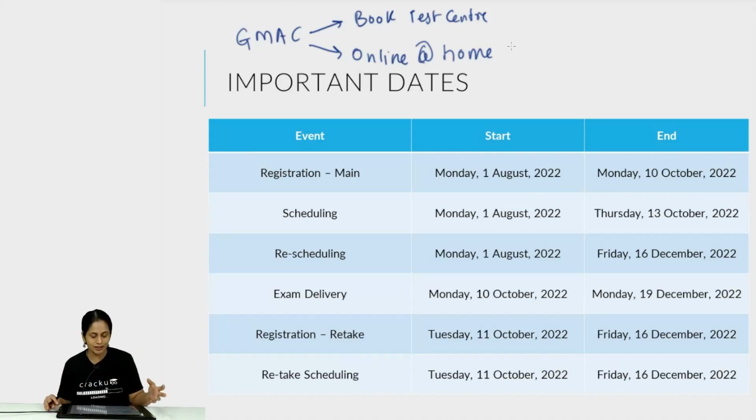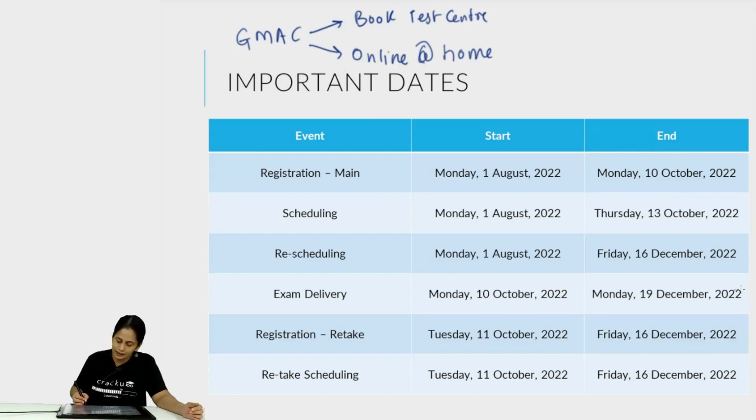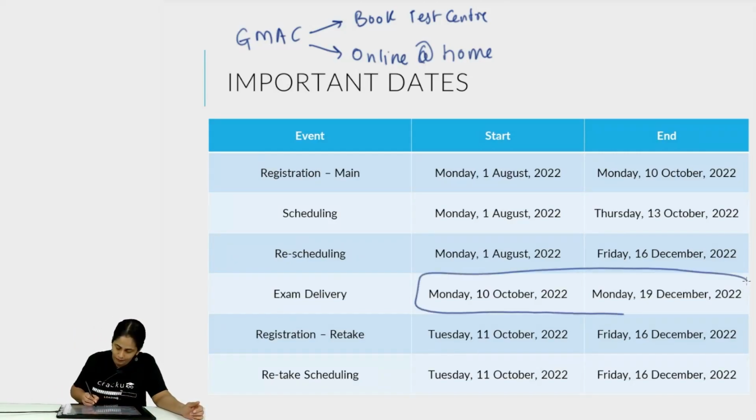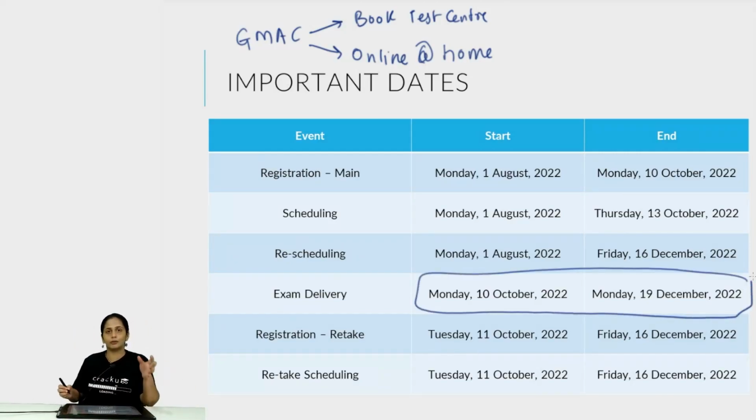Now the registration starts from 1st August, and you can start scheduling the exam from 1st August itself. The exam can be taken from 10th October to 19 December. So this is basically when the exam will take place. You can schedule or book an appointment for this window from 10th October to 19 December, but the registration and scheduling has already started, so you can start by registering and scheduling your exam from now on.